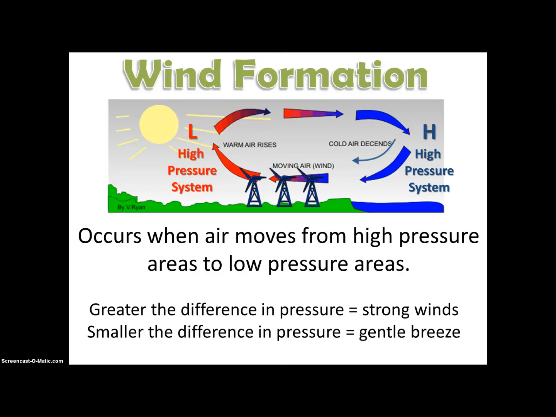Wind formation. If you want to read this definition, you might want to write this down under that fourth essential question. Wind occurs when air moves from high pressure systems to low pressure systems. Think about it. Air wants to move from areas of high pressure to areas of low pressure, much like a balloon.